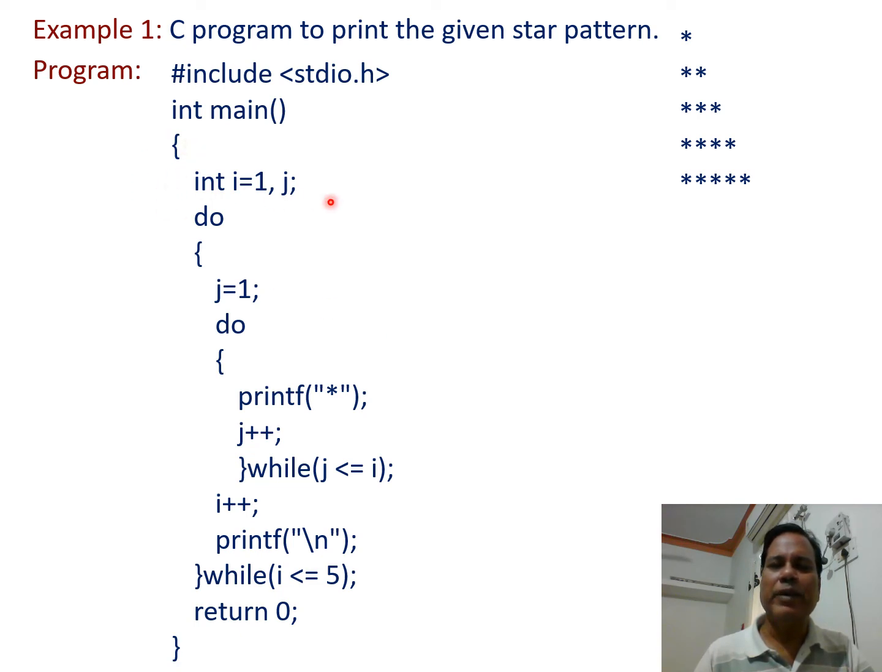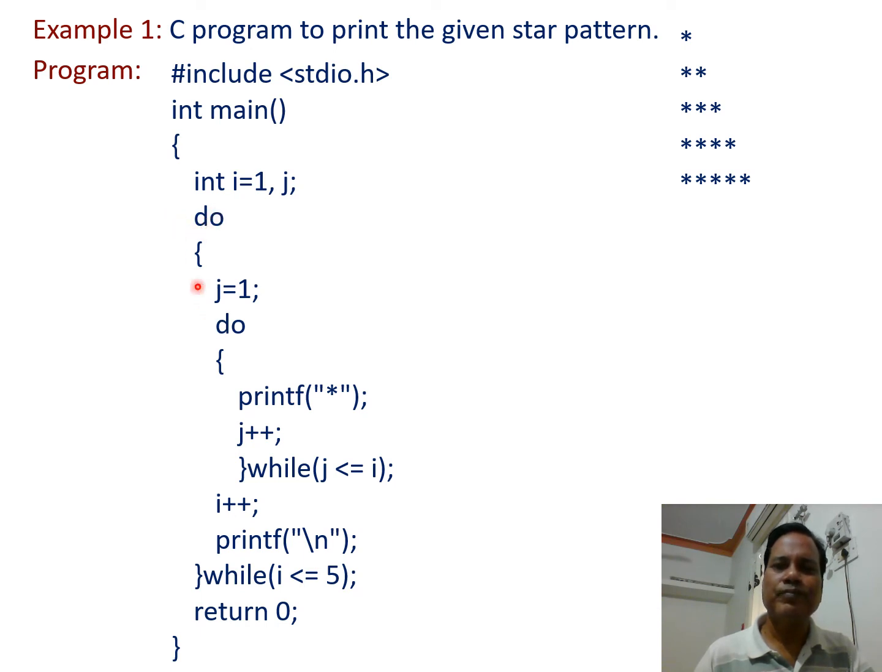In the first statement of the main function, we declare two integer variables i and j. Simultaneously value of i is initialized to 1. So this outer do while loop sets how many rows of stars are to be printed, and inner do while loop, how many stars are printed in a particular row. So initial control variable i is initialized to 1. That is, we are going to print the star in the first row.